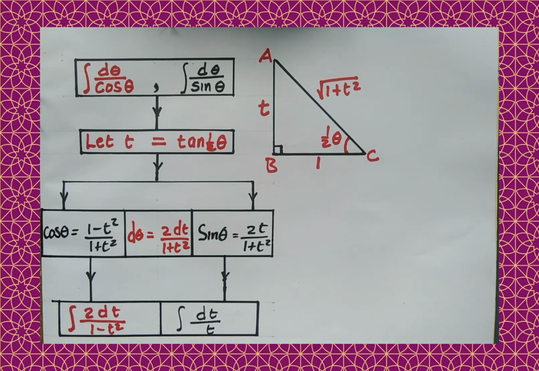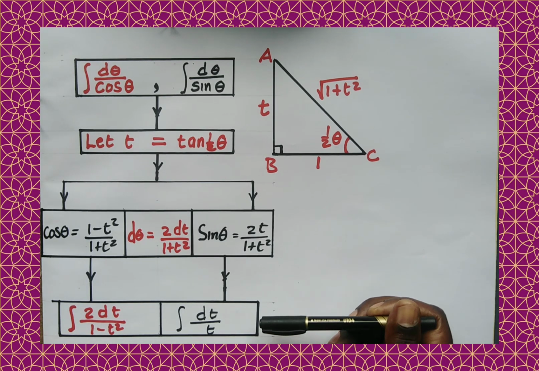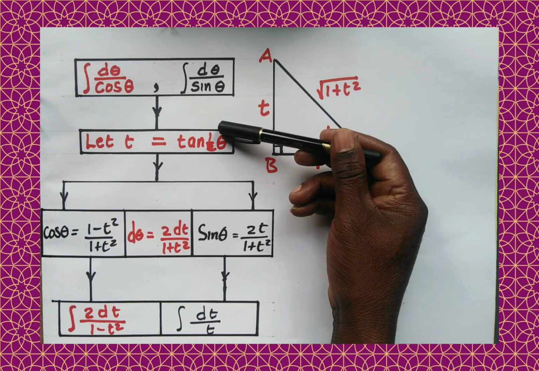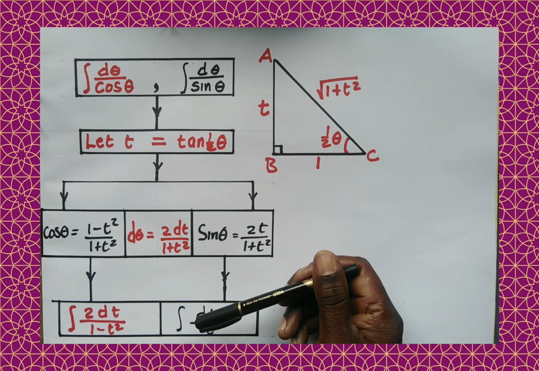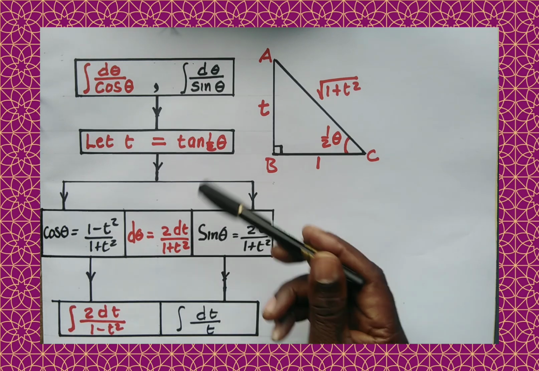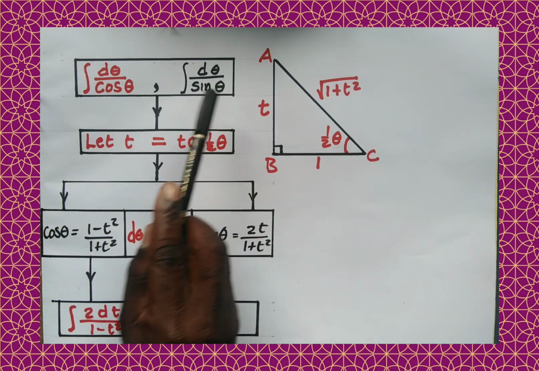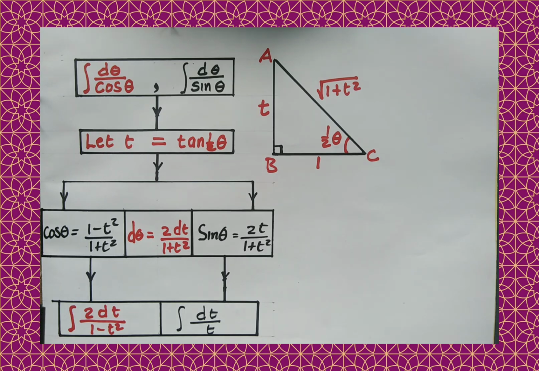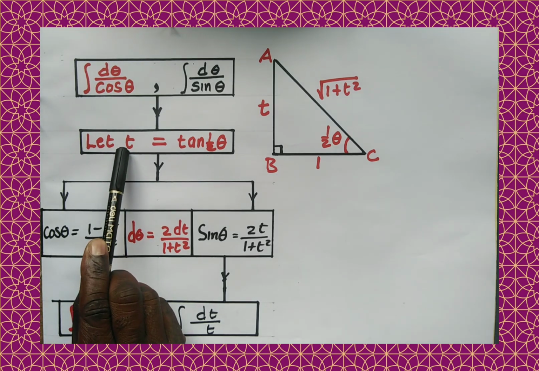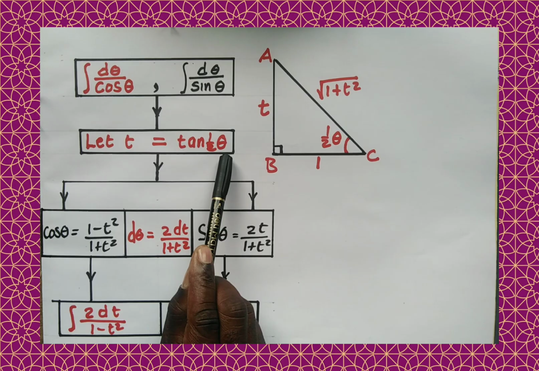In this video, I want us to develop together the T-substitution by following the steps in this flow chart here. And then once we have developed the T-substitution, we go ahead and use it to evaluate these two integrals here. But first, let T equal to tan of half theta.